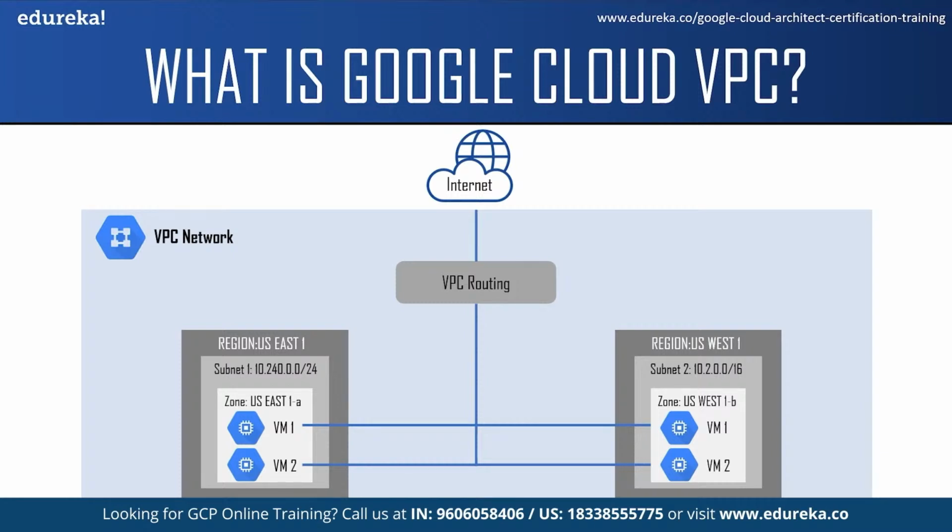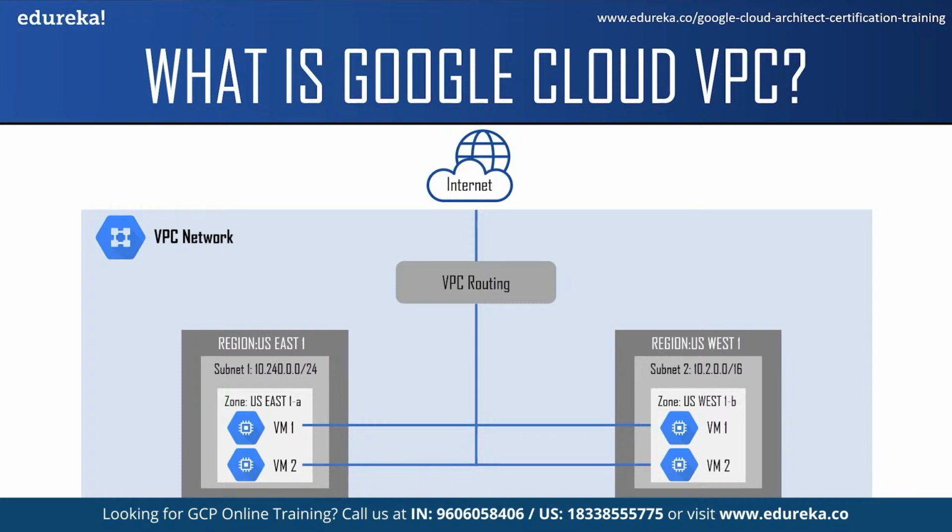Now coming to subnets. A subnet, or subnetwork, is a segmented piece of a larger network. The virtual machine instances can be created in the subnet, and the instances can communicate with each other in the same VPC network using private IP addresses. Here you can see there are 2 virtual machines in the US East subnet and 2 virtual machines in the US West subnet. Now these virtual machines can access the internet through the VPC routing. VPC routing decides how to send traffic from the virtual machine instances to the destination. The destination could be either other virtual machine instances or the internet.